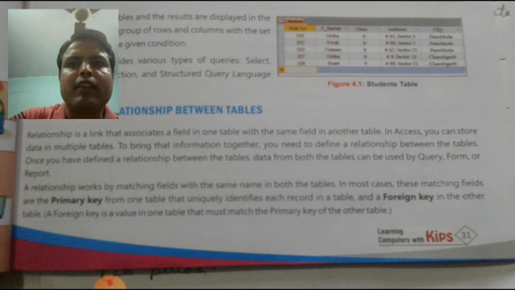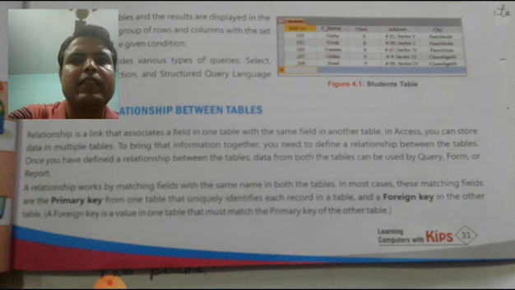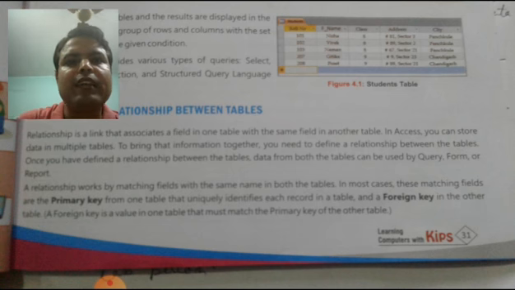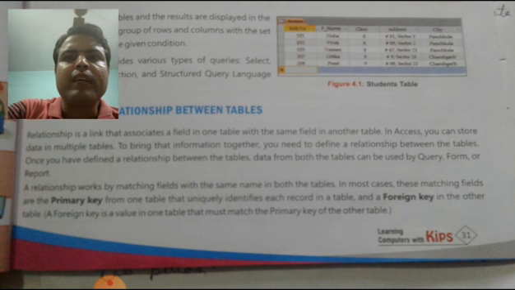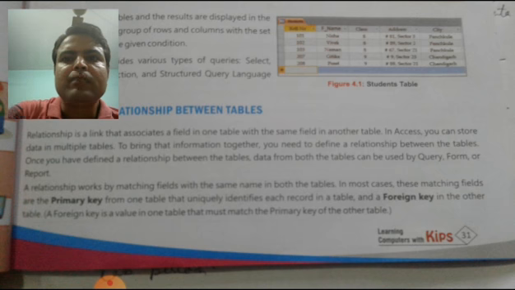These matching fields are the primary key from one table, which uniquely identifies each record in a table, and the foreign key in the other table. Here a new key has been introduced: the foreign key. A foreign key is a value in one table that must match the primary key of the other table. More clearly, foreign keys are columns of a table that point to the primary key of another table. They act as a cross reference between tables.